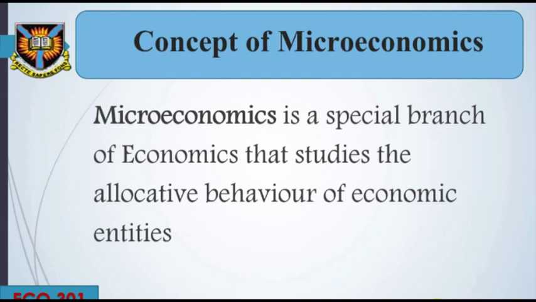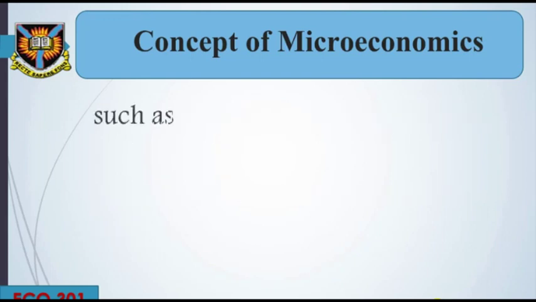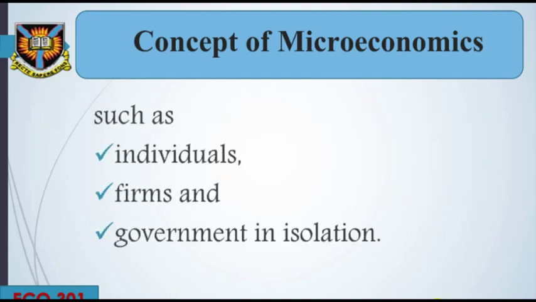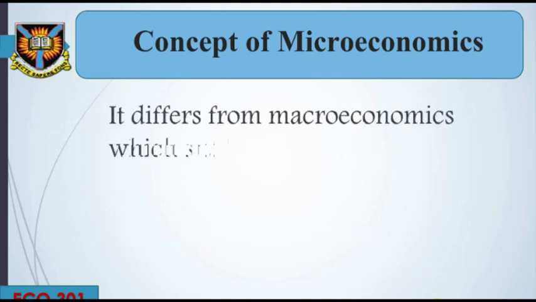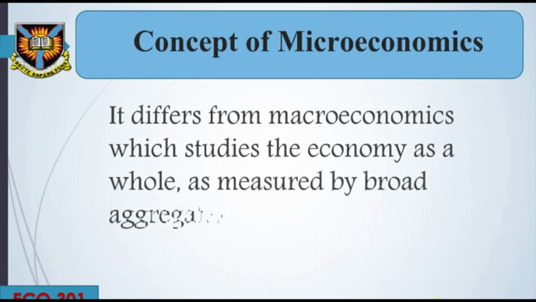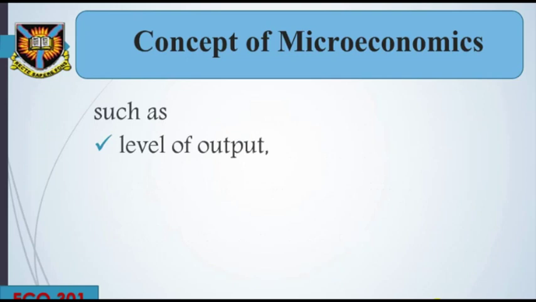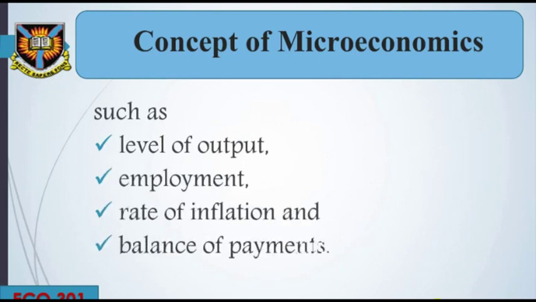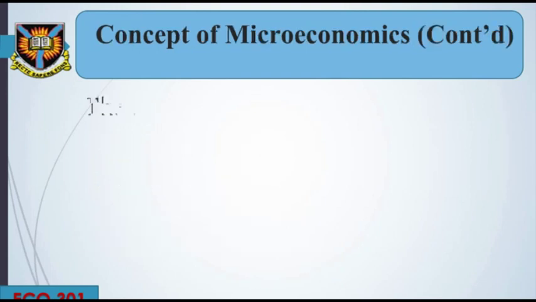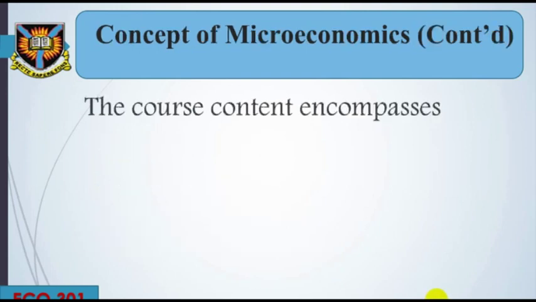Microeconomics is a special branch of economics that studies the allocative behavior of economic entities such as individuals, firms, and governments in isolation. It differs from macroeconomics, which studies the economy as a whole as measured by broad aggregates such as level of output, employment, rate of inflation, and balance of payments. General equilibrium theory forms a bridge between the two by using microeconomic tools to analyze the behavior of the entire economy.